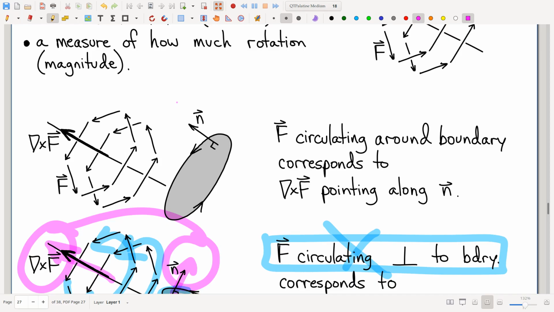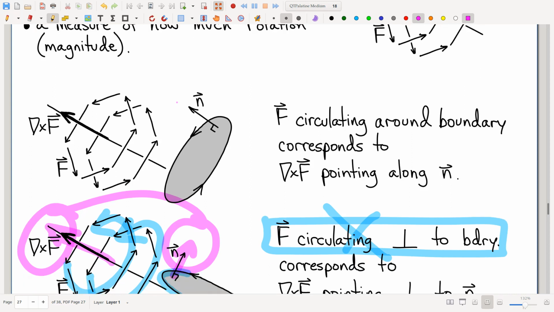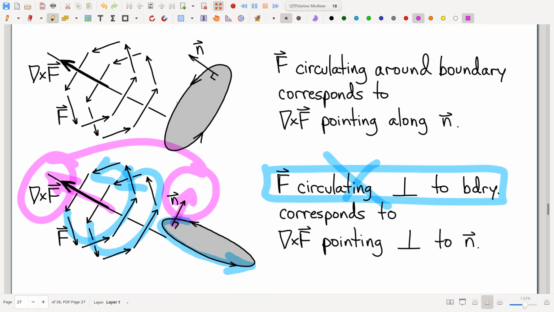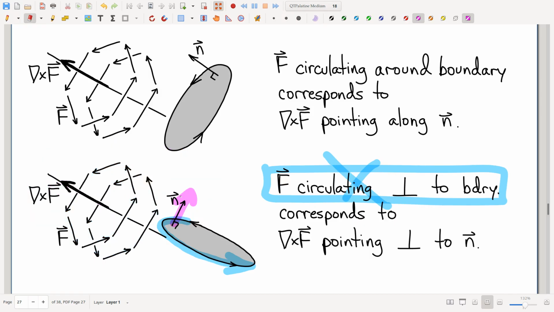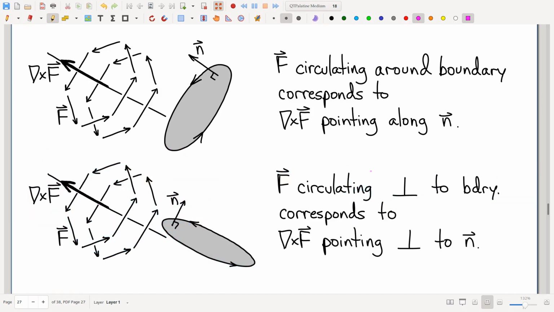This doesn't prove anything, right? I just want this to hopefully make this seem like a plausible claim. All right. Okay.